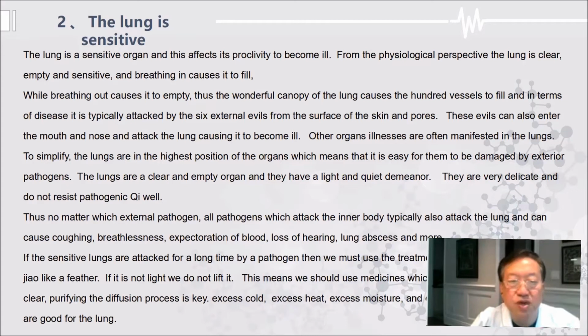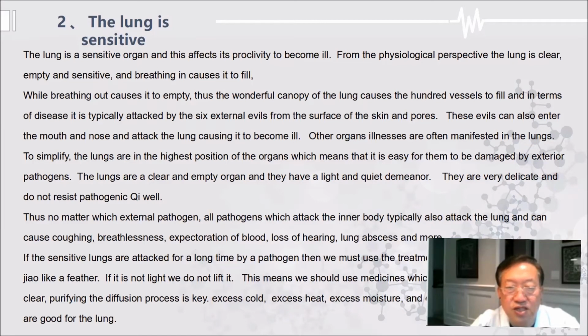To simplify, the lungs are in the highest position of the organs, which means that it's easy for them to be damaged by exterior pathogens. The lungs are a clear and empty organ, and they have a light and quiet demeanor. They are very delicate and do not resist pathogenic qi well. Thus, no matter which external pathogen, all pathogens which attack the inner body typically also attack the lung and can cause coughing, breathlessness, expectoration of blood, loss of hearing, lung abscesses, and more.